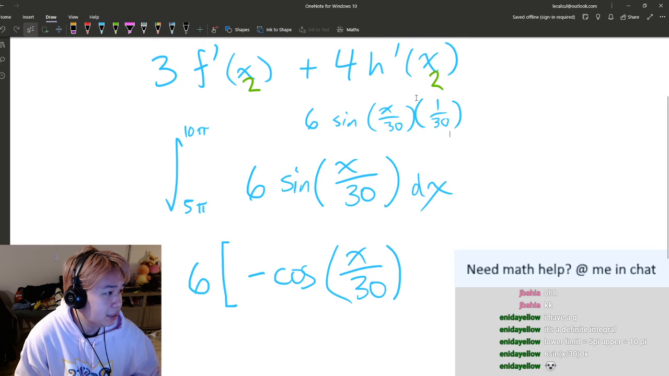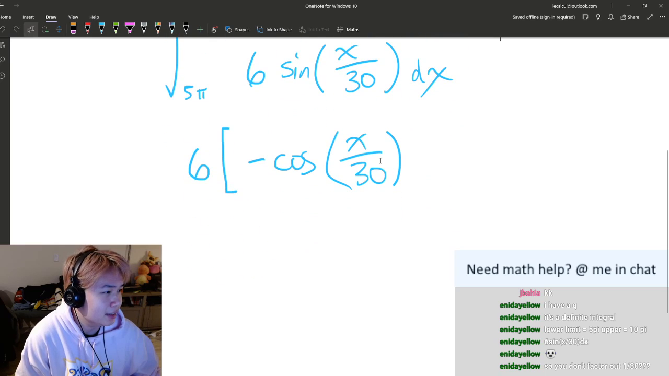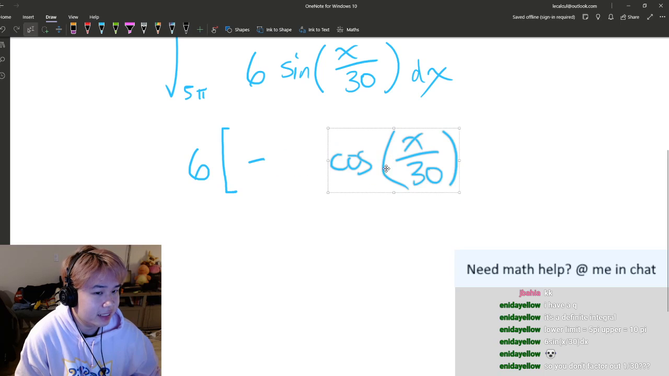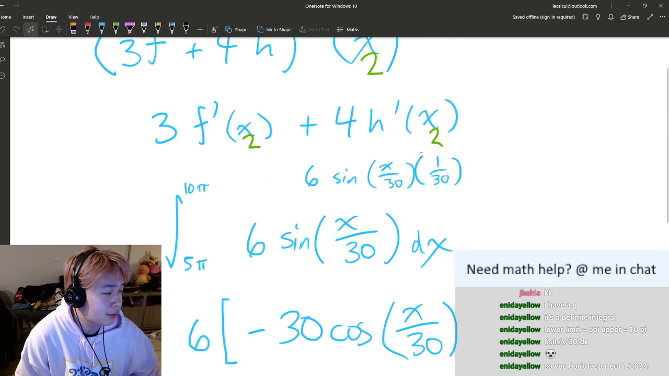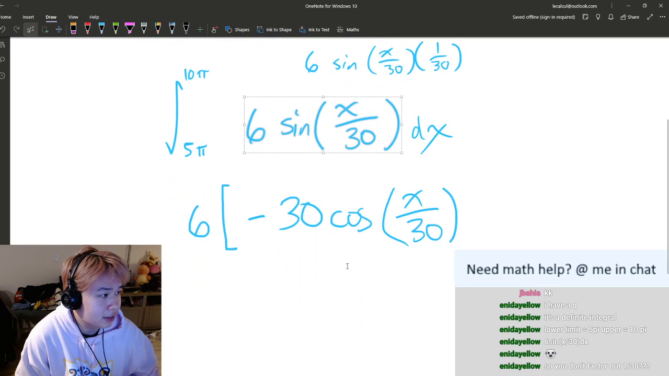Right? So we don't want this part. You can't factor it out, it's inside the sine. So what that means is that the integral needs an extra coefficient of 30, so that this 30, when it multiplies with the 1 over 30 from the chain rule, they cancel out, so you do get the integral you need.